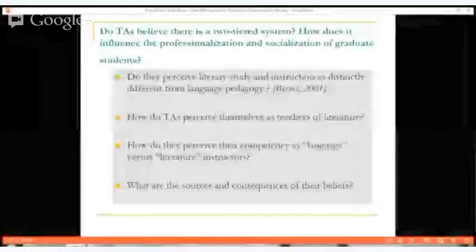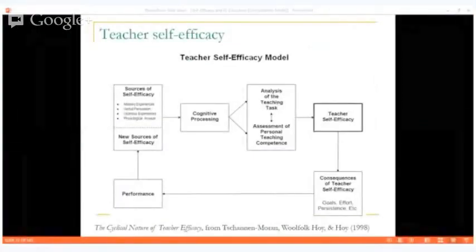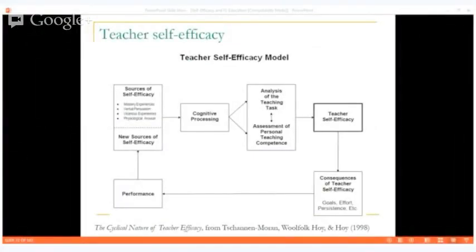To give you a general overview, this is a teacher self-efficacy model from Tschannen-Moran, Woolfolk Hoy, and colleagues. To give you an idea of how it works in a cycle, this model, I think, provides a nice framework. Starting with the sources that we talked about earlier: mastery experiences, verbal persuasion, vicarious experiences, and physiological arousal as emotional indicators. Same for teachers.